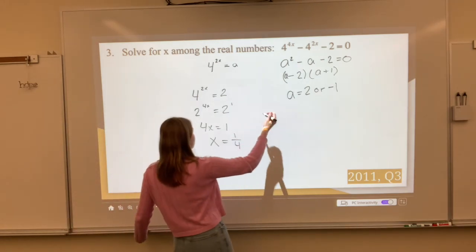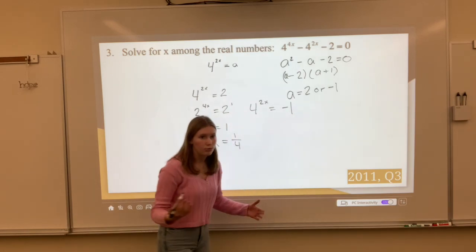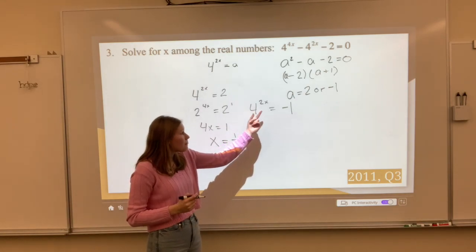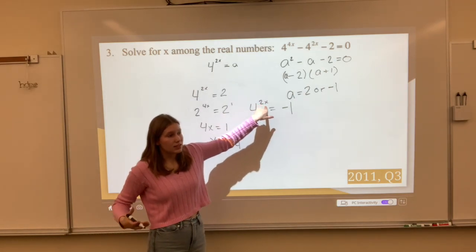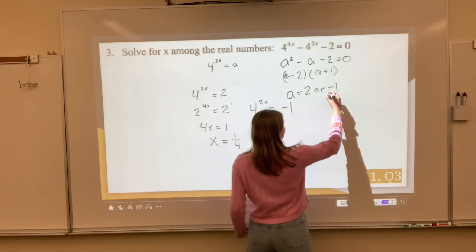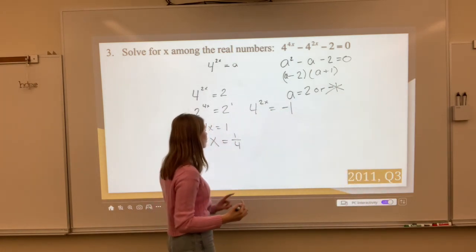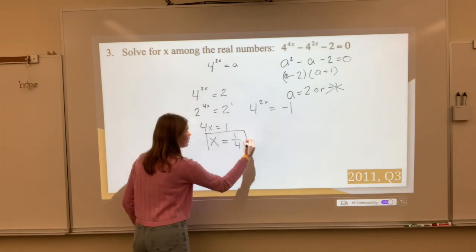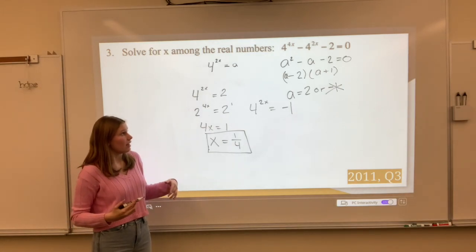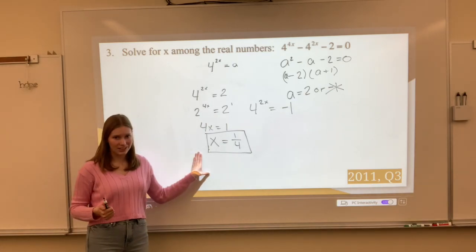Okay, let's look at our other solution. 4 to the 2x is equal to -1. So we are raising this number to an even exponent. So there is no possible way that we can end up with a negative number. So we know that 4 to the 2x cannot be set to -1. Therefore, our only answer for x is 1/4. That was a lot simpler than I think the majority of 5-pointers are going to be. So that's great. And that is our final answer.